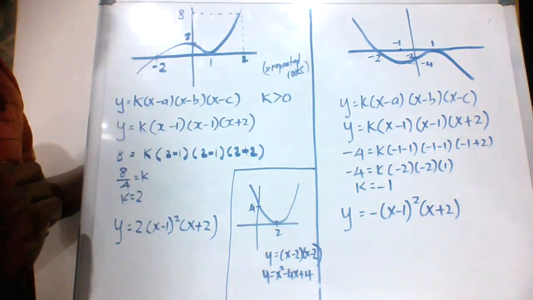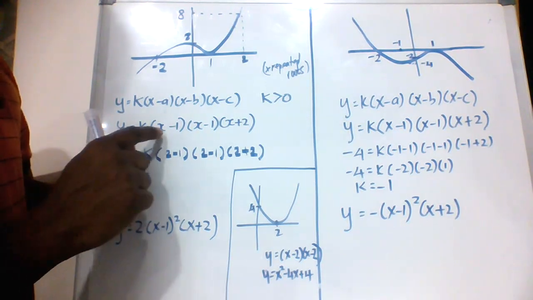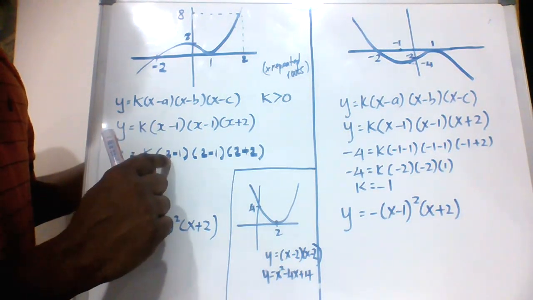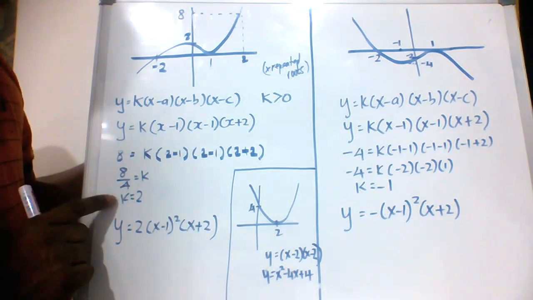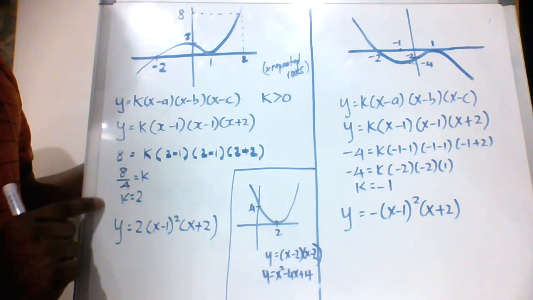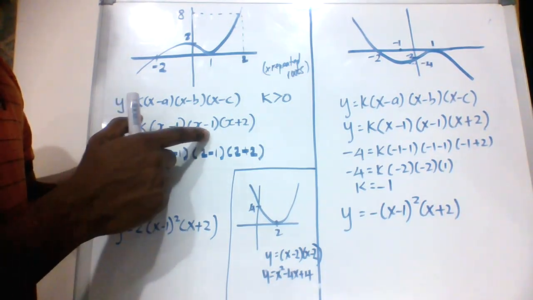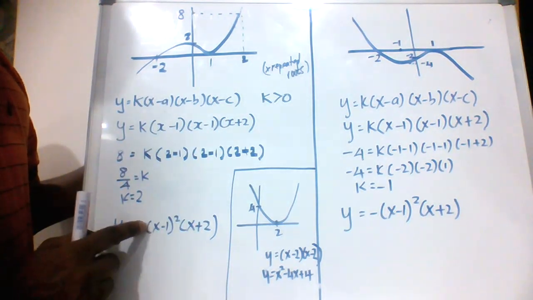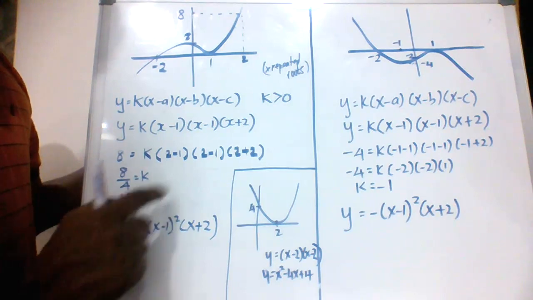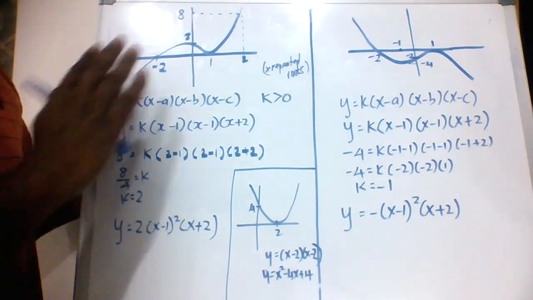So substitute these two values. y is equivalent to 8, x is equivalent to 2 here, here, and here. To find the k value of 2, substitute back into this (x minus 1) and (x minus 1). You can just leave it like that, or you can also write it as (x minus 1) squared. And of course, don't forget the third one, x plus 2.